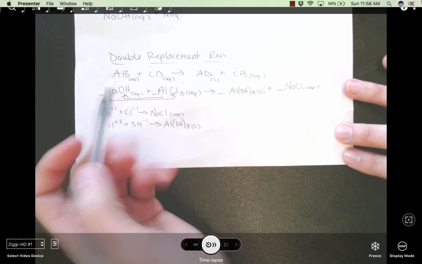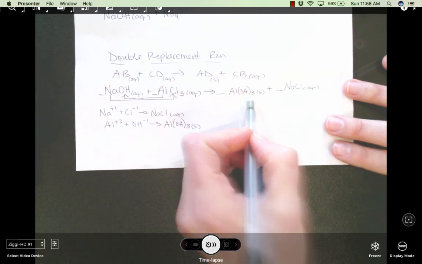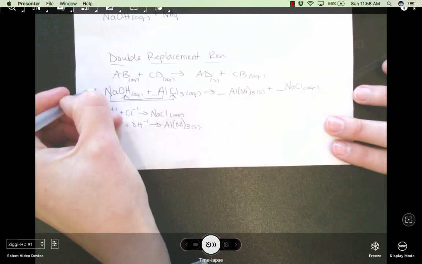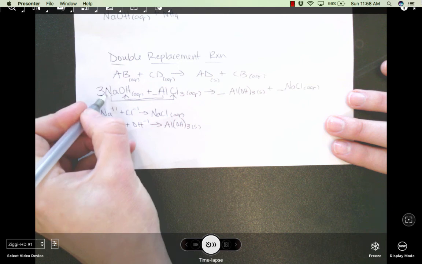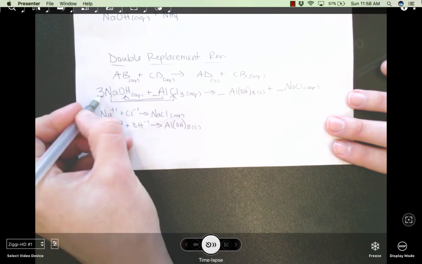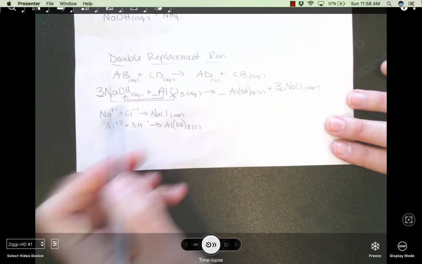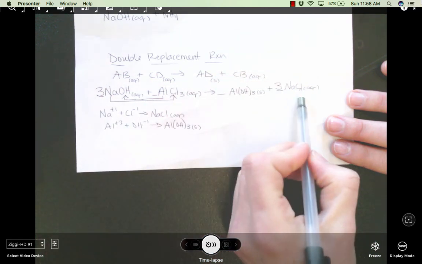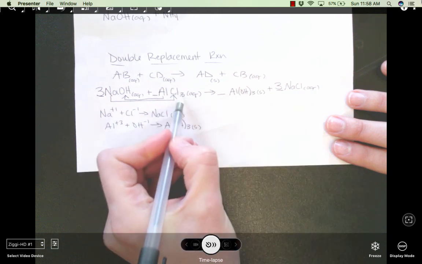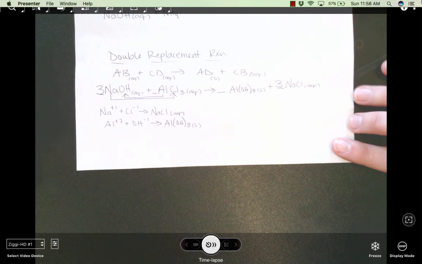And now I need to balance. So because I have 3 hydroxides on my product side, I'm going to come over here and put a 3 in front of sodium hydroxide because I now have 3 hydroxides. I now have 3 sodium, so I'll come back over here and put a 3 in front of my sodium, which makes sense because I now have 3 chlorines, but I needed 3 chlorines anyway. So this would be a balanced double replacement reaction using the solubility chart.